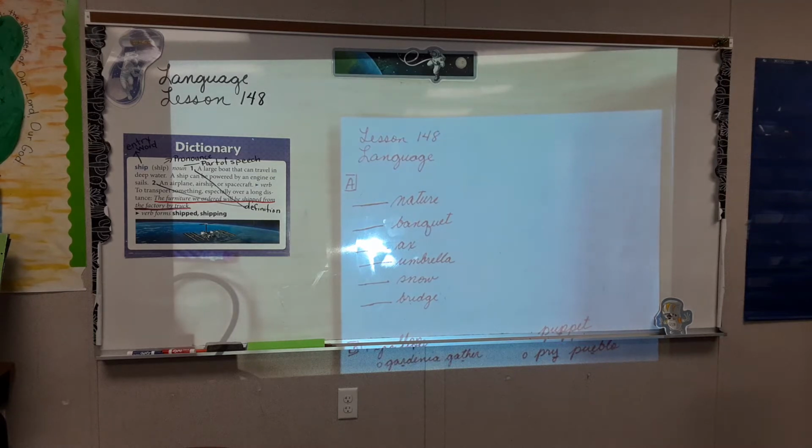We're going to be introducing the dictionary, and we're going to be talking about how you find words in the dictionary. So, in your pages, you should have page 168 and 169. So, we begin. What are some things that we can use a dictionary for?